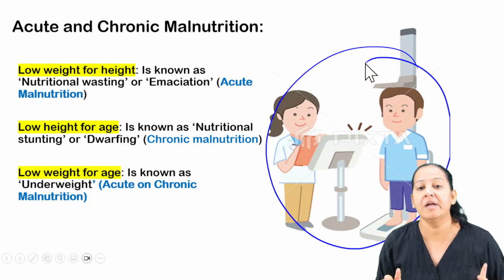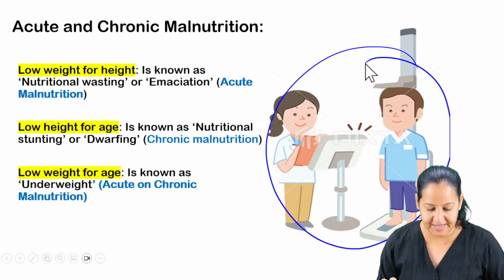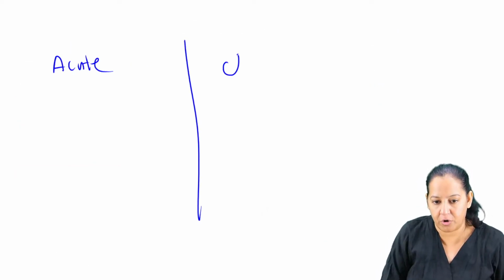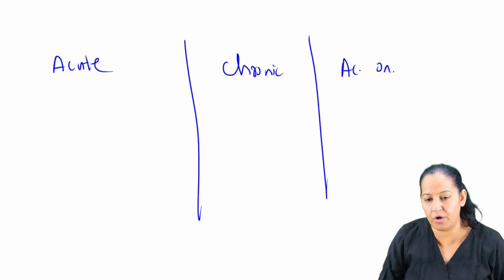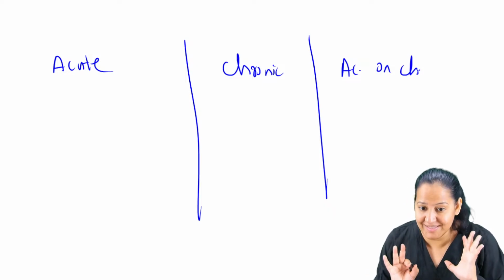Which malnutrition is there? Is it acute? Is it chronic? Or is it acute on chronic? Let me tell you. Let me write acute malnutrition, chronic malnutrition, and acute on chronic malnutrition. Let me explain. First, you understand the meaning. Rather than mugging up, understand the meaning.